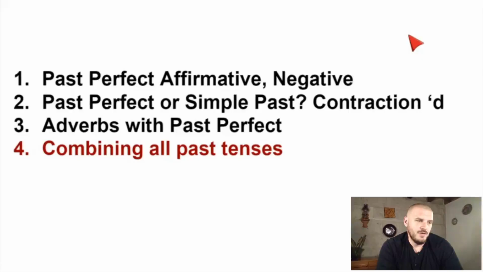Let's continue. So now I want us to look at combining all of the past tenses. In pre-intermediate, we saw past simple. In this intermediate level, we have seen past continuous, and now we're seeing past perfect. So we've also seen used to and would. So why don't we try and combine everything?